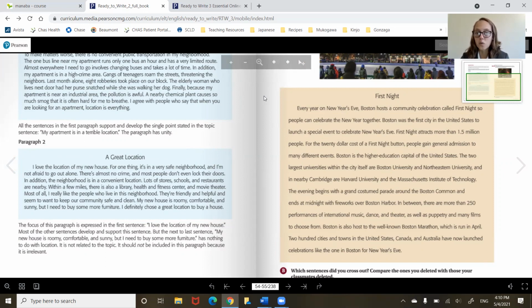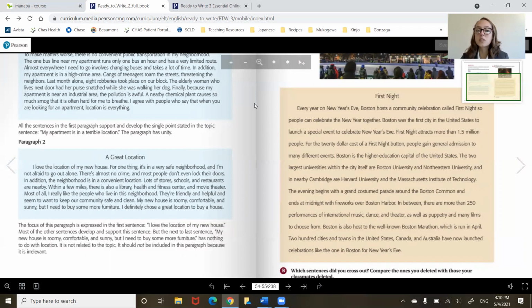The evening begins with a grand costumed parade around the Boston Common and ends at midnight with fireworks over Boston Harbor. In between, there are more than 250 performances of international music, dance, and theater, as well as puppetry and many films to choose from. Boston is also host to the well-known Boston Marathon, which is run in April. 200 cities and towns in the United States, Canada, and Australia have now launched celebrations like the one in Boston for New Year's Eve.